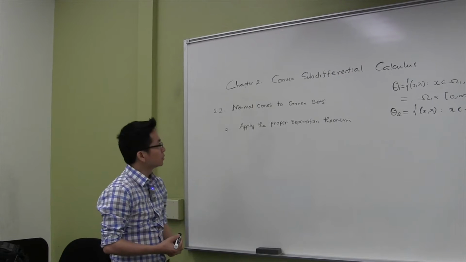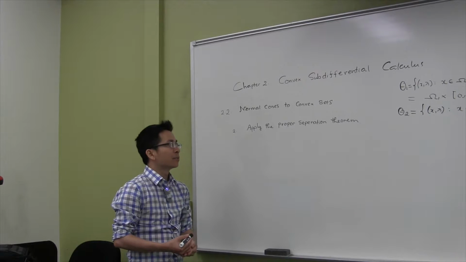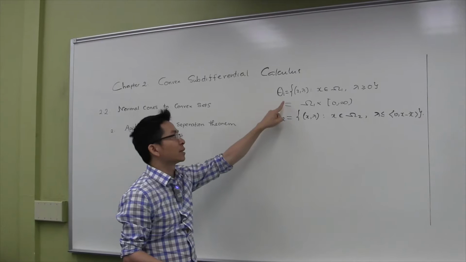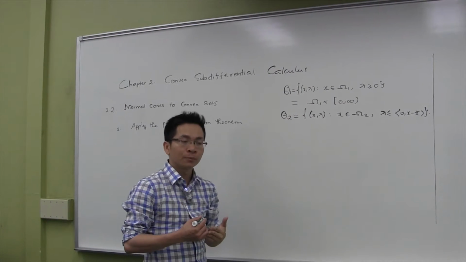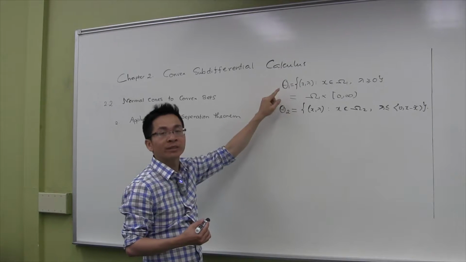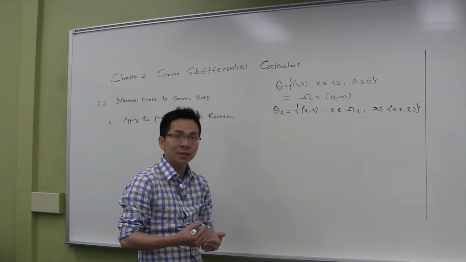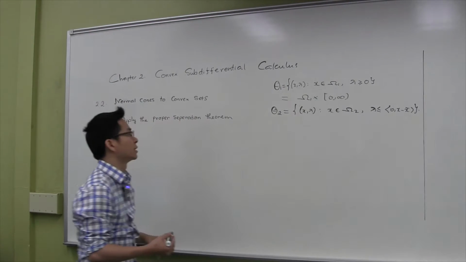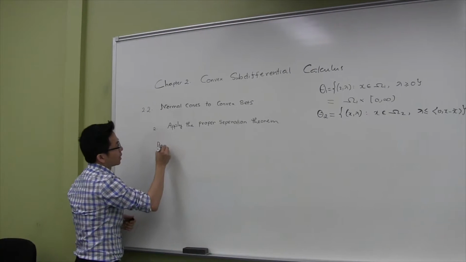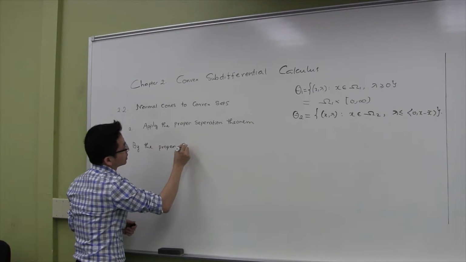Now I'm going to continue the proof of the normal cone intersection rule by applying the proper separation theorem with the sets theta 1 and theta 2 defined as above. We have showed that the intersection of the relative interior of theta 1 and the relative interior of theta 2 is the empty set. So by the proper separation theorem, we have the following.